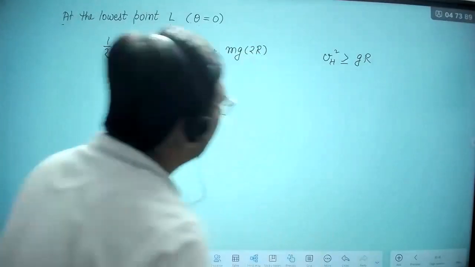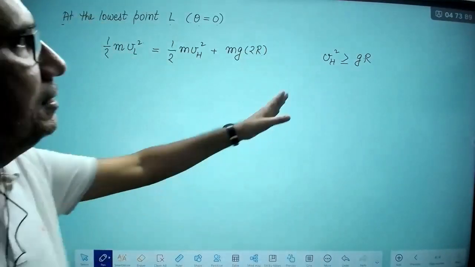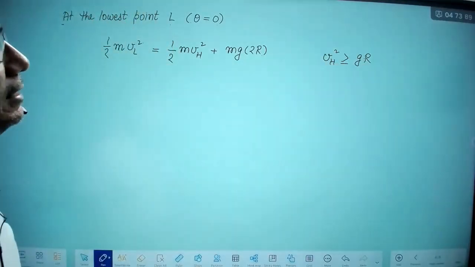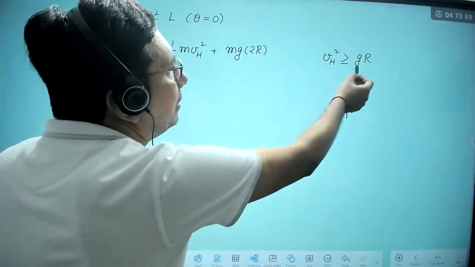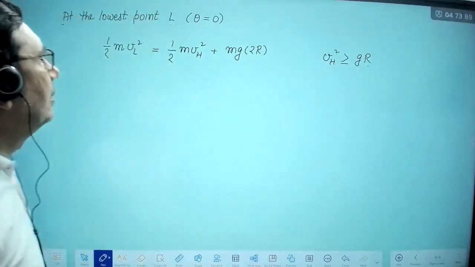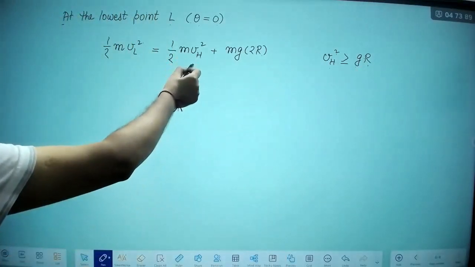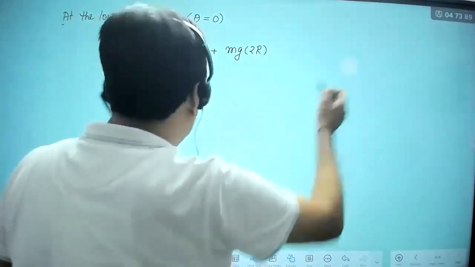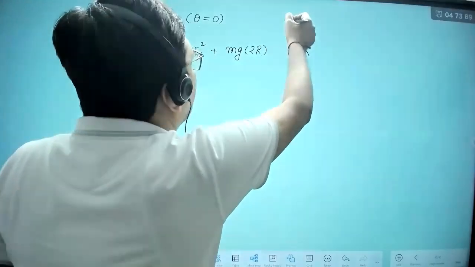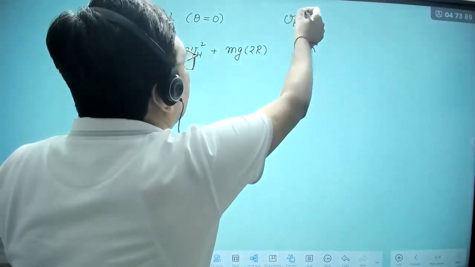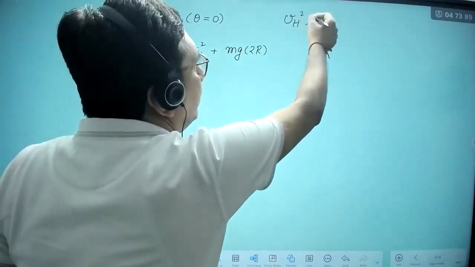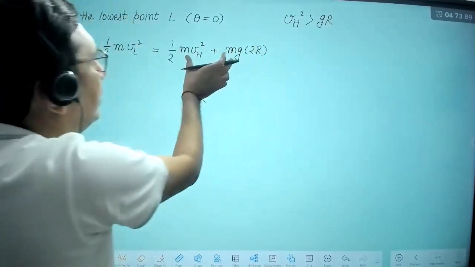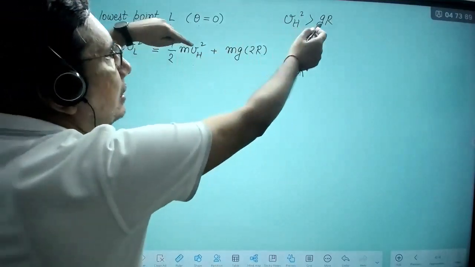So this will be gr. At the highest point, vH square is always greater than or equal to gr. So here this is vH square. So what can I do here? I'm writing this a little bit lower. I'm saying that vH square at the highest point is always greater than gr. So I apply this condition here: vH square is greater than gr.